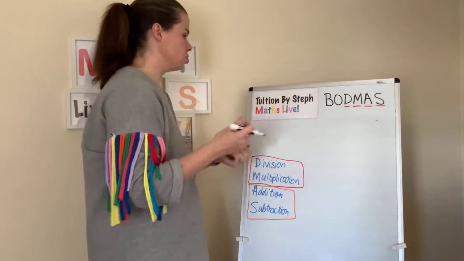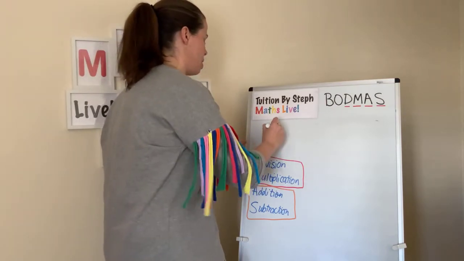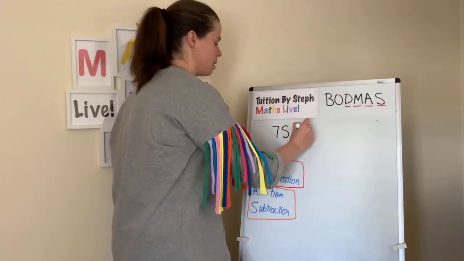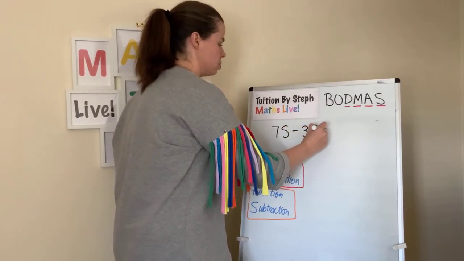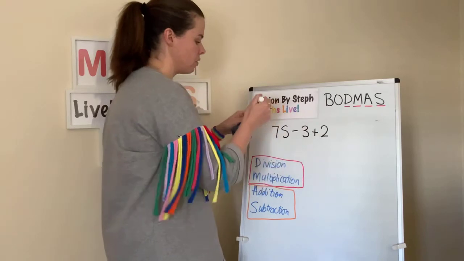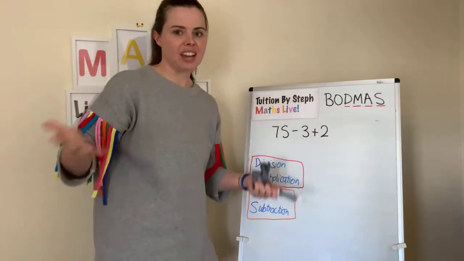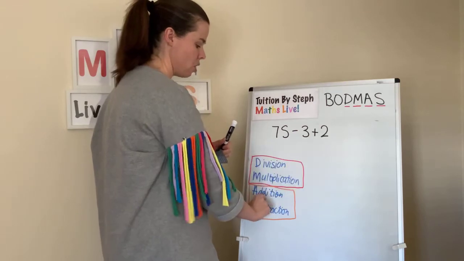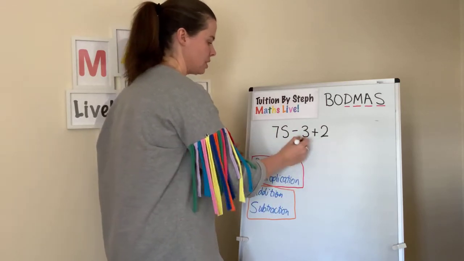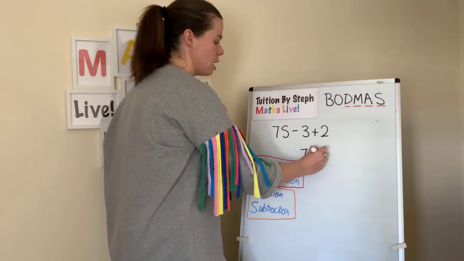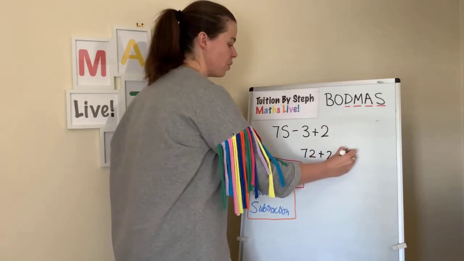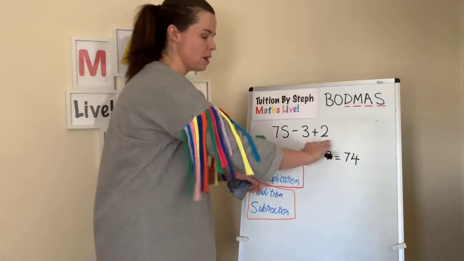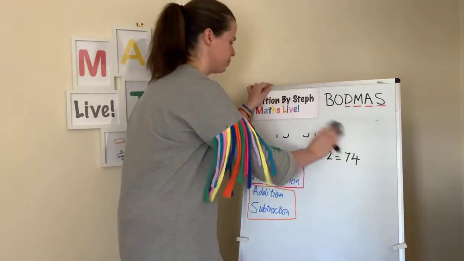Okay, so you could still do, I don't know, 75 take away 3 plus 2. Okay, you do 75 take away 3 and then add the 2 on. Even though addition looks like it's higher up, you would still do 75 take away 3, which is 72, and then plus the 2, which is 74. I don't know why you'd ever get that calculation, really, but you still do it in the order. I hope that makes sense.